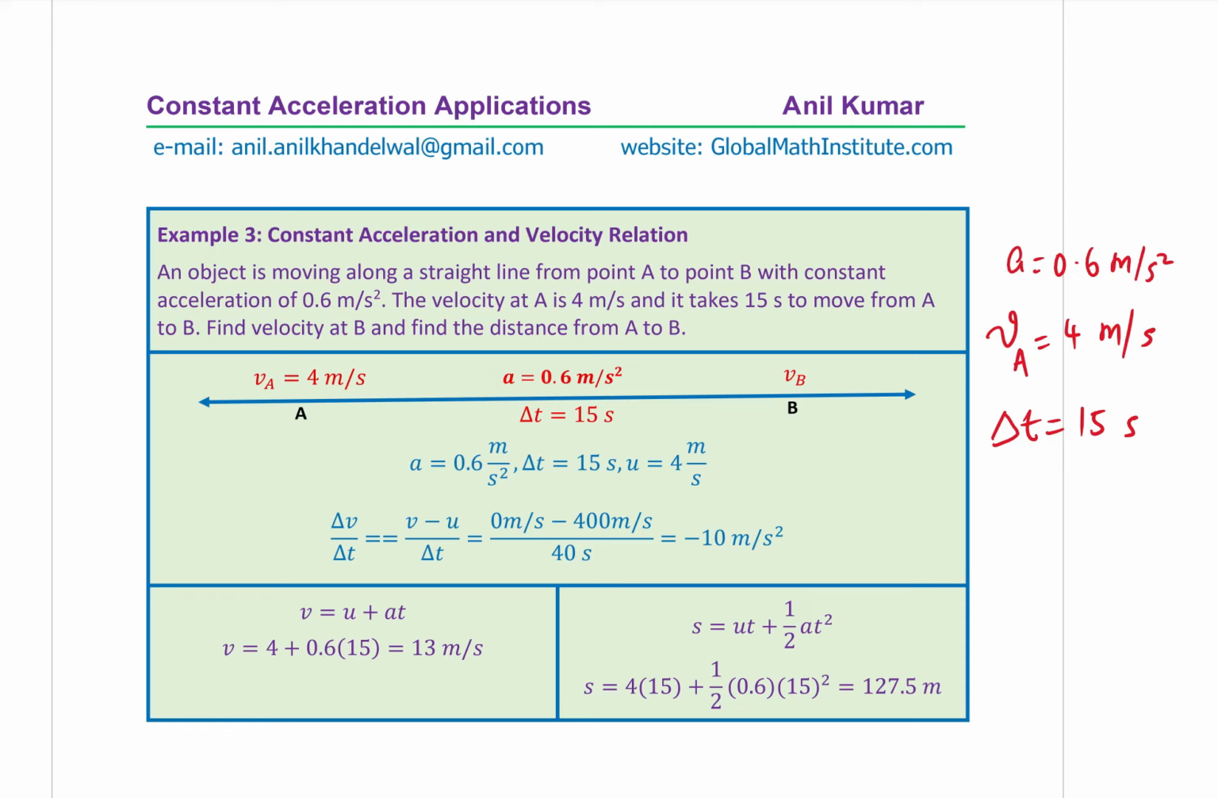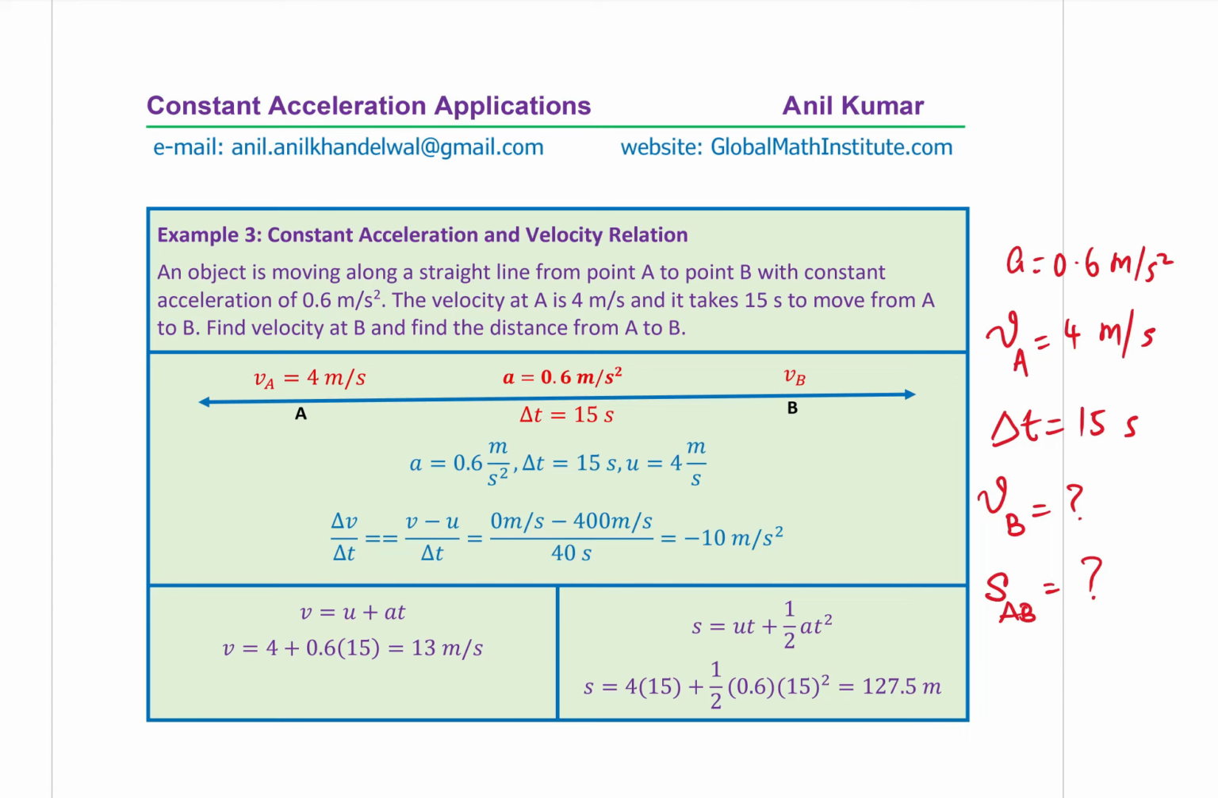Find the velocity B and the distance from A to B. So we have to find the velocity at B and the distance S from A to B. Correct? These are the two things which we need to find. Now when you look at these parameters, think about the formulas. We have 5 formulas, correct? Which one to use where?